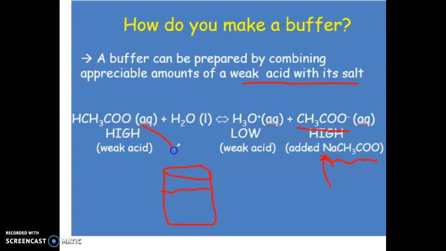If you were to just add acetic acid, you would reach equilibrium eventually. What we're trying to do here, when we make a buffer, it's typically because we need it for either a laboratory or a different system that we want to add it to. So we don't want to wait around for equilibrium to happen. We want to get this equilibrium going right away.